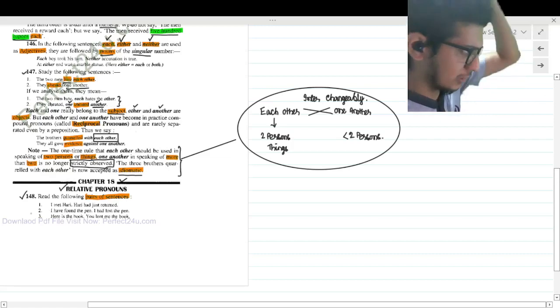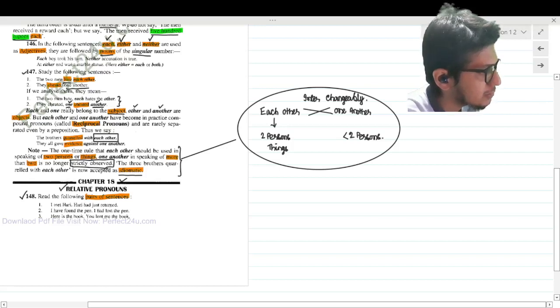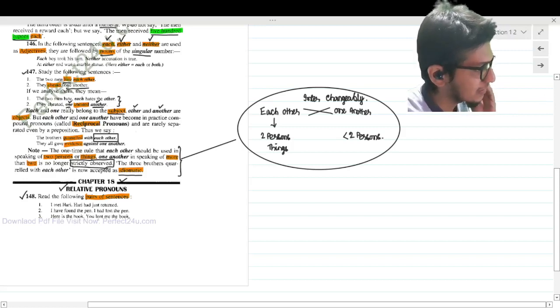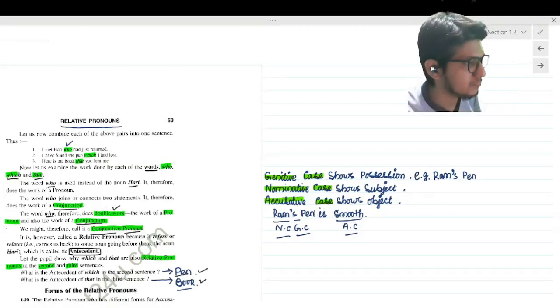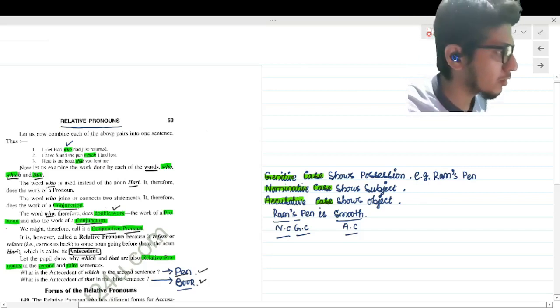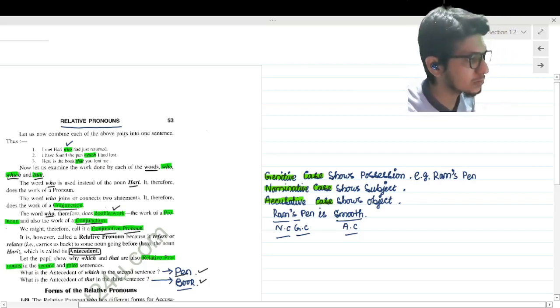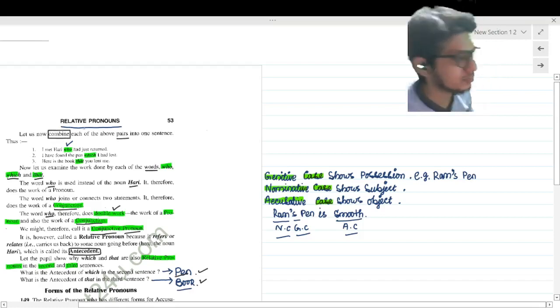Rule 148. Okay, I met Hari. Hari had just returned. I have found the pen. I had lost the pen. Here is the book. You lent me the book. So let us now combine each of the above pairs into one sentence. Now we will combine the above sentences.